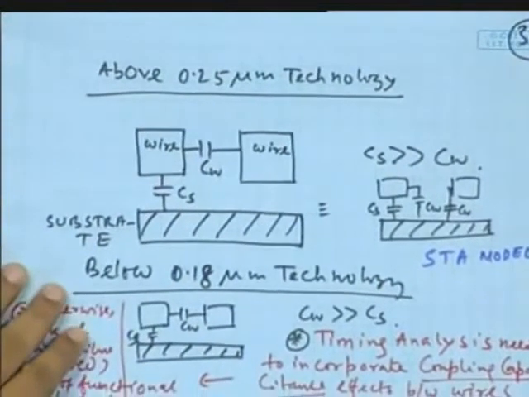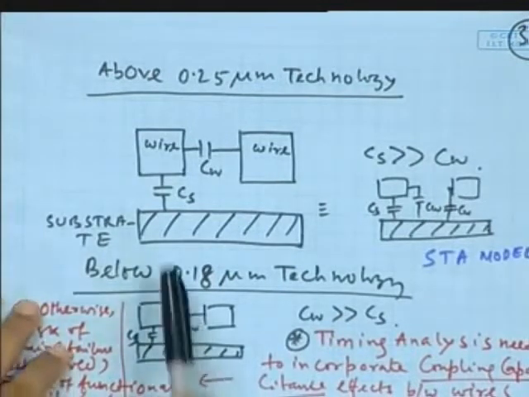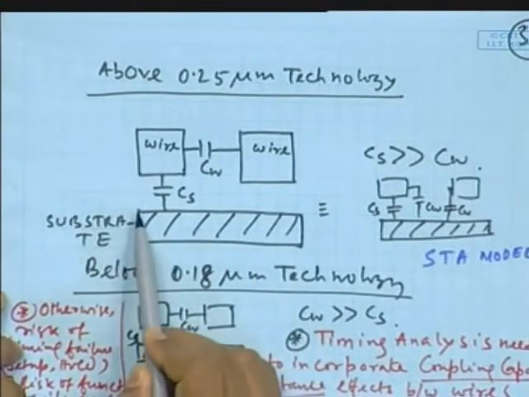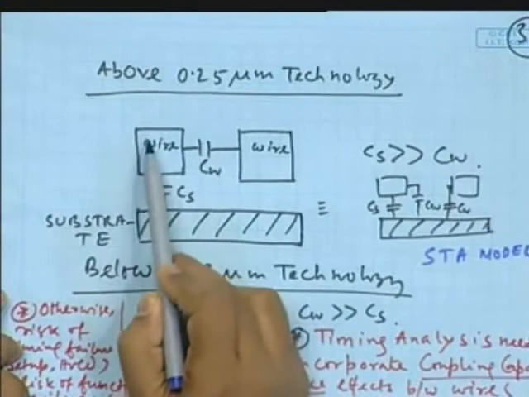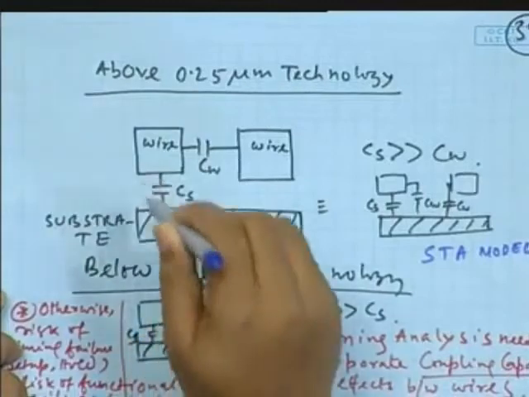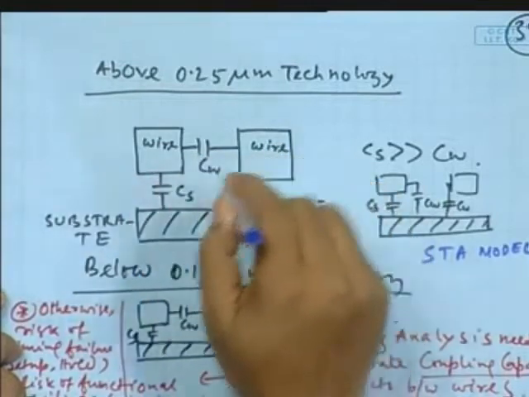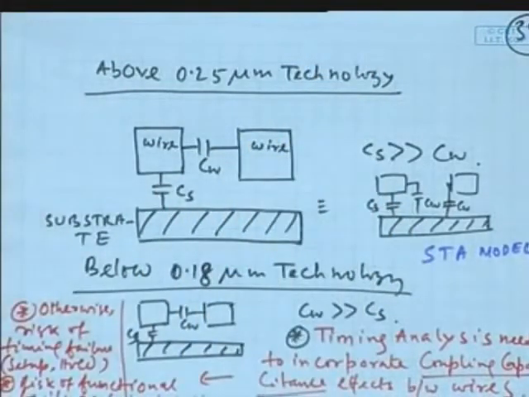So let's see what used to happen when we had technology above 0.25 micrometer. By the way, please try to be interactive. If you have any question, just stop me and ask me. Say this is your substrate, and this is one wire, the cross section of one wire, running into the page. These are also running, so these are all parallel nets.